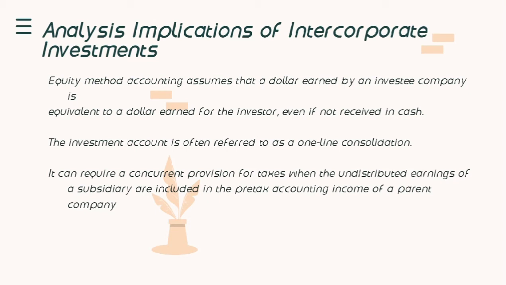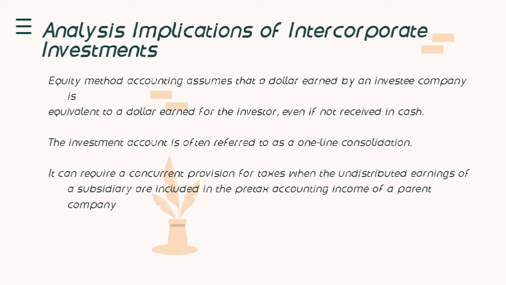The investment account is often referred to as a one-line consolidation, as I mentioned in the previous slide, right? This is because it represents the investor's percentage ownership in the investee company's stockholders' equity. Behind this investment balance are the underlying assets and liabilities of the investee company. There can be a significant amount of unrecorded assets and liabilities of the investee company that are not reflected on the balance sheet of the investor.